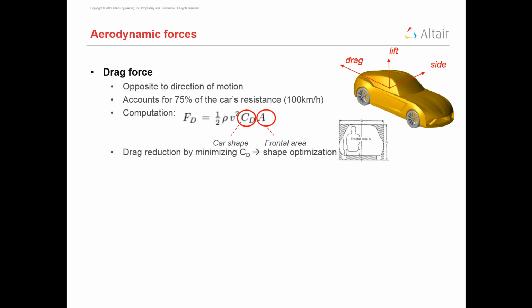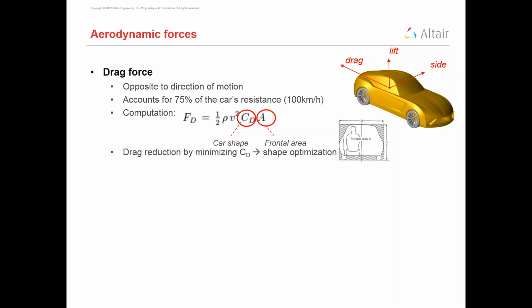Drag force acts opposite to the direction of motion of your car. If your car is moving at say 50 kilometers per hour, there would be wind load acting on your car, in a direction opposite to the car's motion. It accounts for 75% of the car's resistance, say if you drive at 100 kilometers per hour.